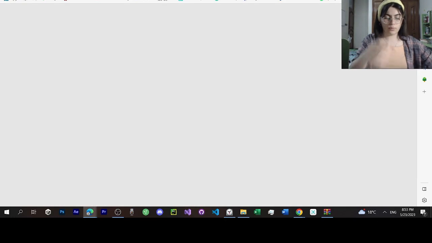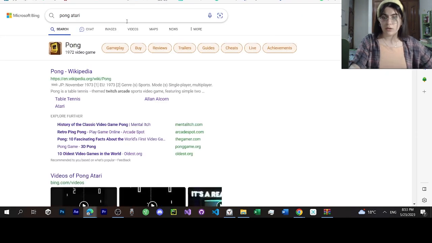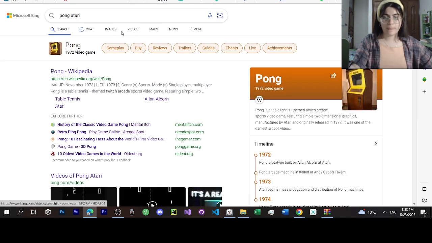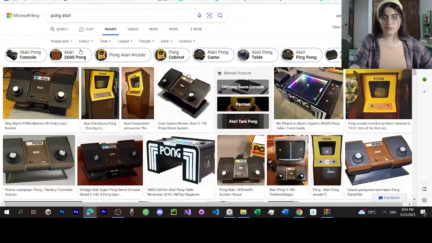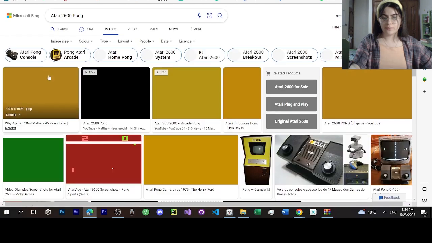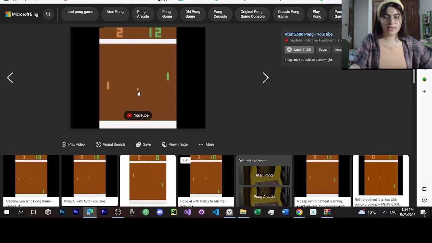So if I want to show you, we have the Pong of Atari, this one. This is the game of Pong. There are two different agents, and then there's something that goes and comes. It's like they're playing ping pong.